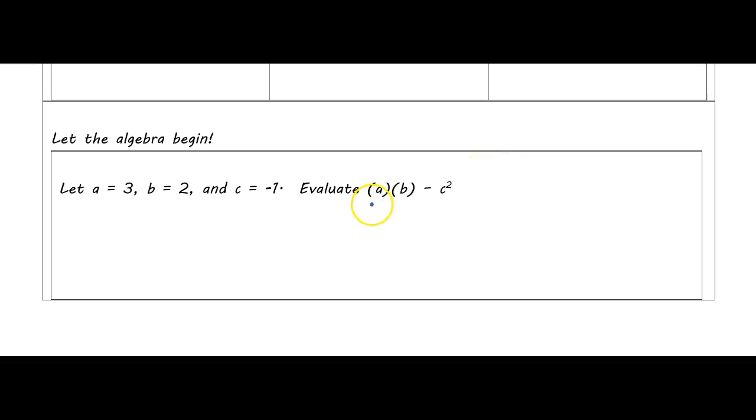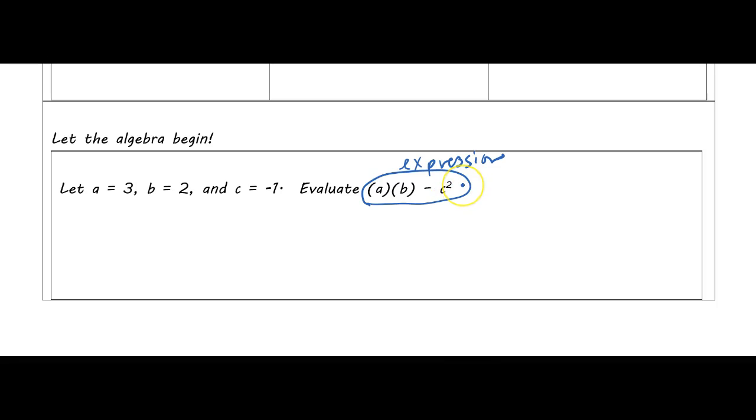You're going to be given an expression, and it's called an expression because there's no equal sign. If it had an equal sign, it'd be called an equation. So you're going to be given an expression, and the idea is to get an answer or a numerical value from this. You've got A's, B's, and C's, a bunch of variables is what they're called, but we need a number answer.